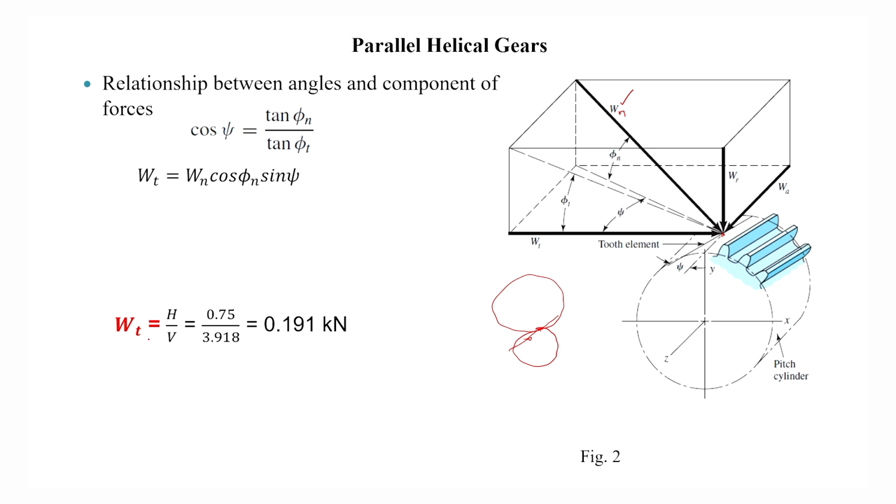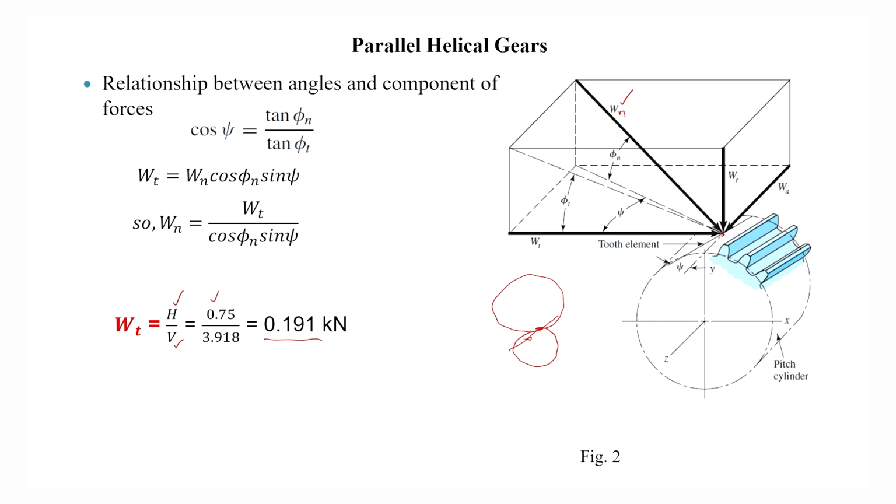And this Wt is determined knowing the power which you want to transmit and the pitch line velocity which we had just determined, which is 3.918 meter per second, and the power we are willing to transmit from pinion to gear is 0.75 kilowatt. So, 0.75 divided by 3.918 is 0.191 kilonewton, and that is the transmitted load Wt.